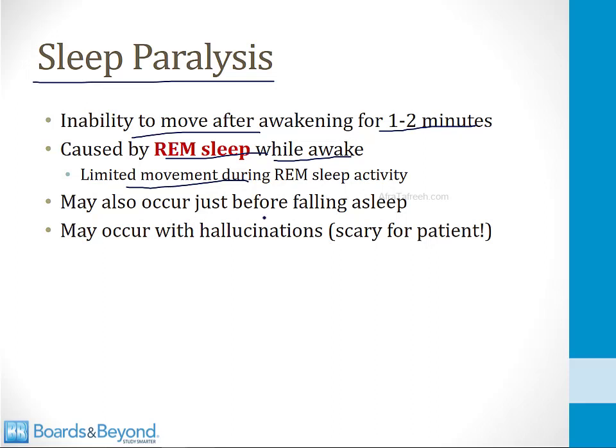This also sometimes occurs just before falling asleep, and it can occur together with a hallucination, which is very frightening for the patient. You can imagine that if you wake from sleep, you cannot move, and you are hallucinating, meaning you are seeing or hearing things that aren't there, you will be terrified. And that's one of the presenting complaints in some patients with narcolepsy.